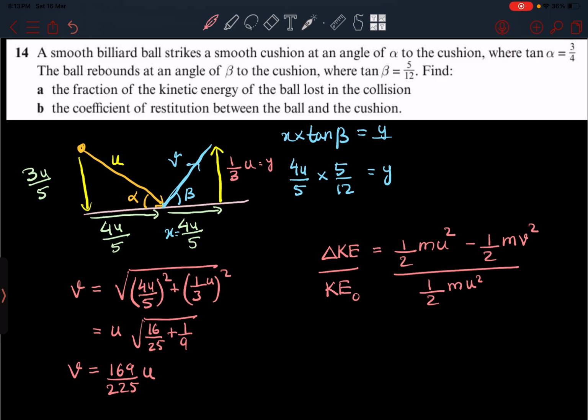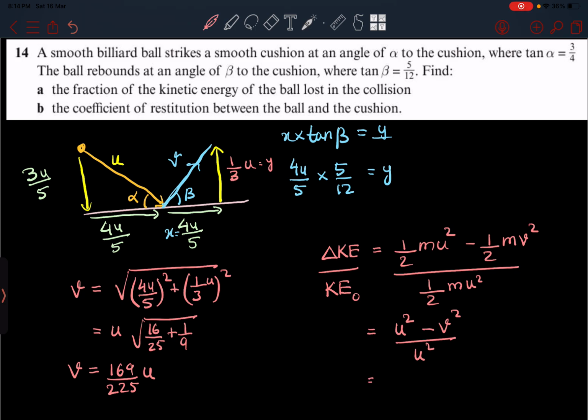Before I do the factoring part, I could cancel out all the half m, so that kind of goes off. So that would give me u squared minus v squared over u squared, and then I know that v is 169 over 225 times that. Right, I think I might have forgotten to do the square rooting part, but okay, let's see where this goes.